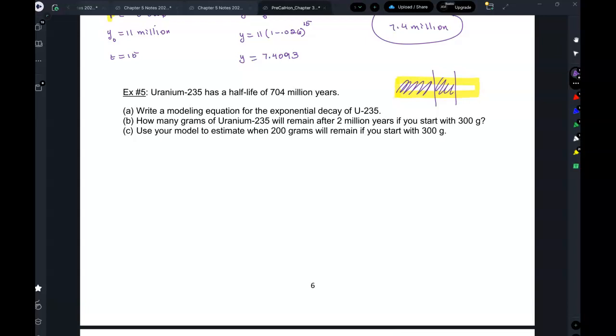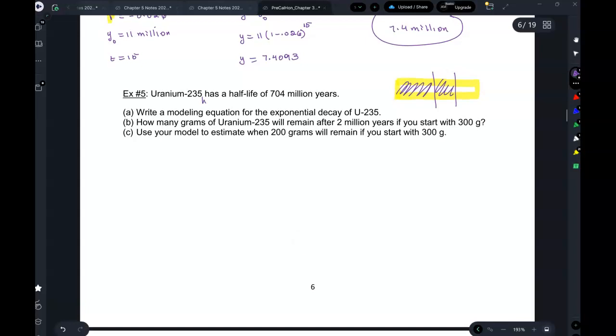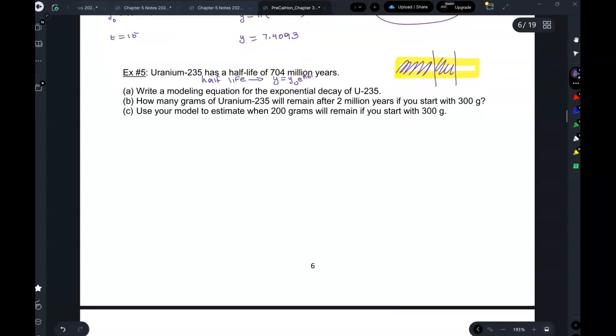Whenever you're dealing with half-life, this is y equals y naught e to the kt. This is always continuous exponential growth. You need to know that. So for part A, we're going to use t is 704 million. Okay, so we need y equals y naught e to the kt. What we need is the growth rate, the decay rate. We need k first. So y naught is the initial value that we have.